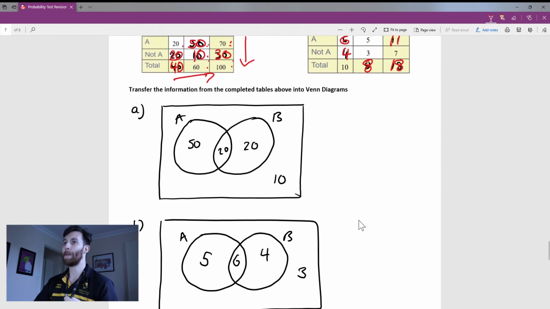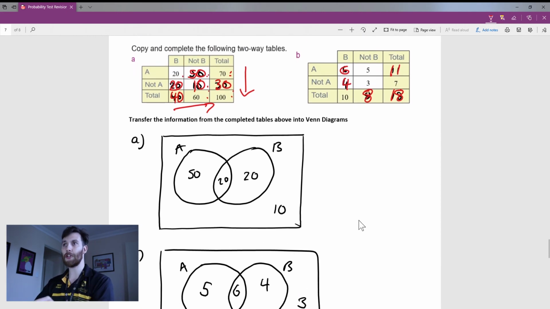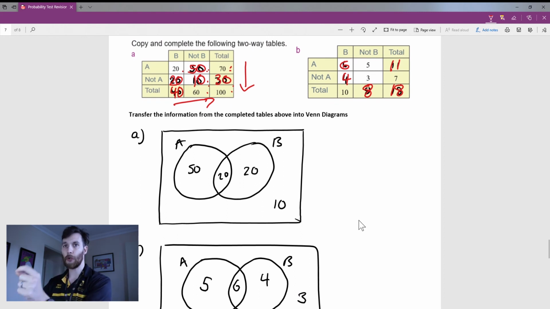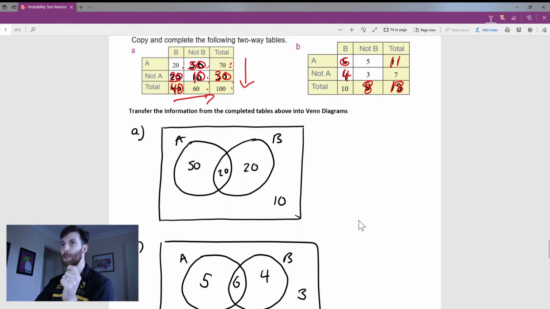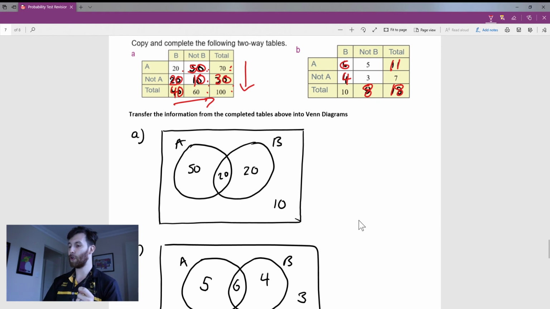Okay, so now knowing the relationship between the two-way tables and the Venn diagram is really important. So for table A, let me see if I can choose a different color for this. I'm sure I have the ability to do that. So when we transfer this to the Venn diagram, these 20 people that belong to both group A and group B, they go in the middle because they belong to both sets. They're in the overlap between the two sets.